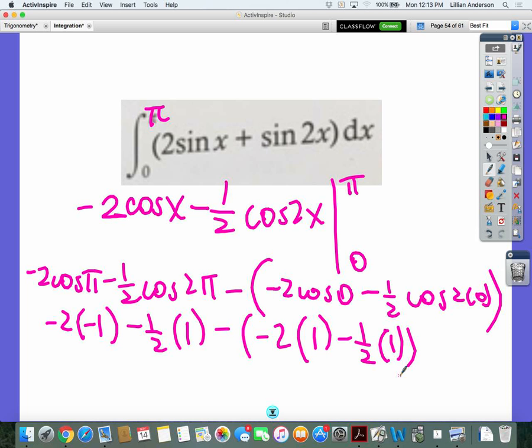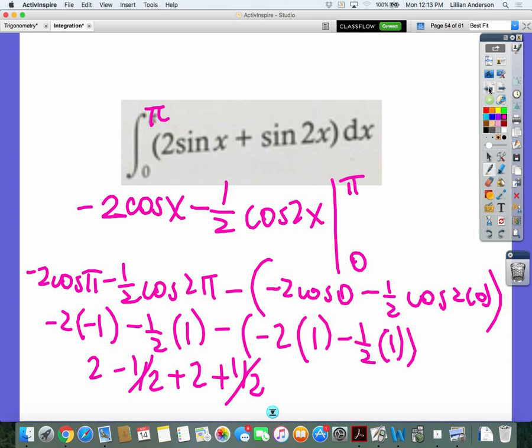That's how you end up with positive 2 minus a half plus a 2 plus a 1/2, and the 1/2 cancel out, leaving you with just a positive 4. Now, some of you end up lucking out because you mess up on your signs or your trig functions, and you still end up with 4.